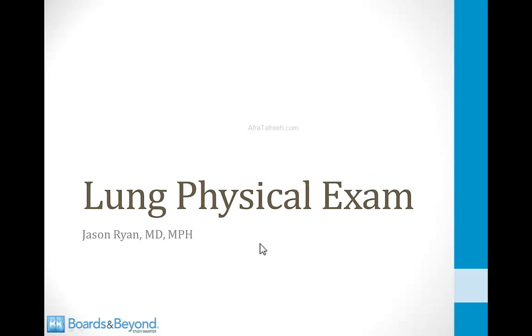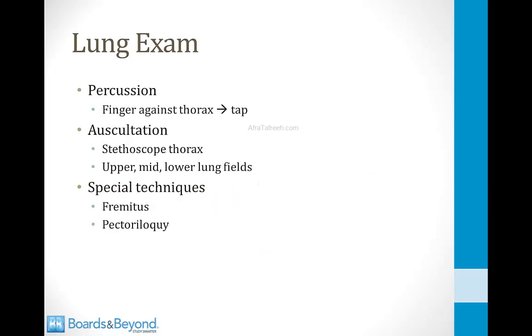Hi everyone, and welcome to our module on the lung physical exam. The physical exam of the lung uses a variety of techniques that basically fall into one of three categories. So the first way we examine the lung is through percussion.